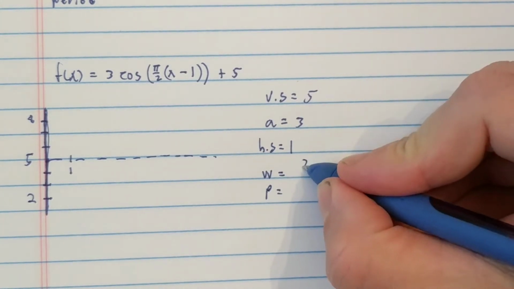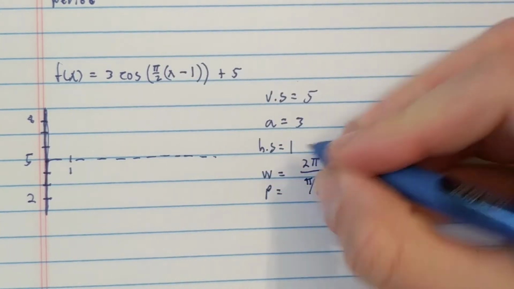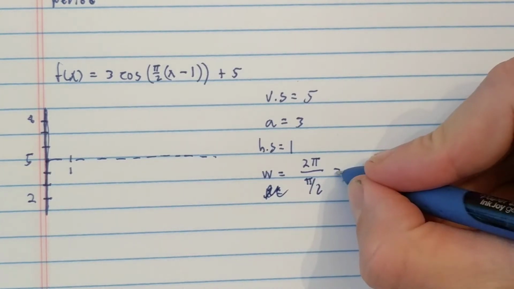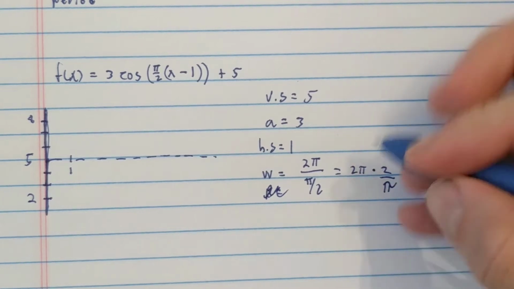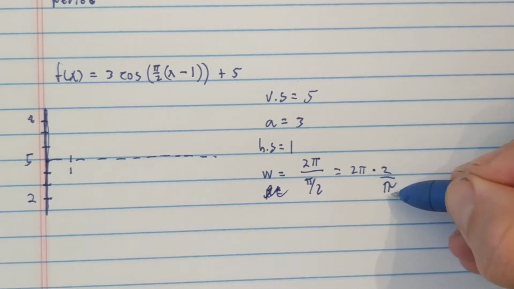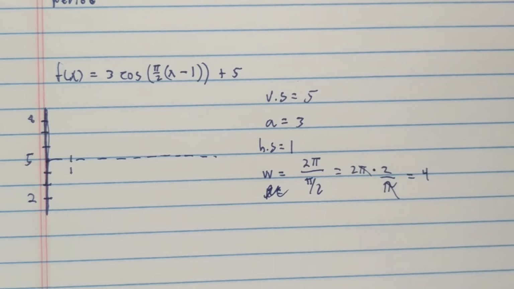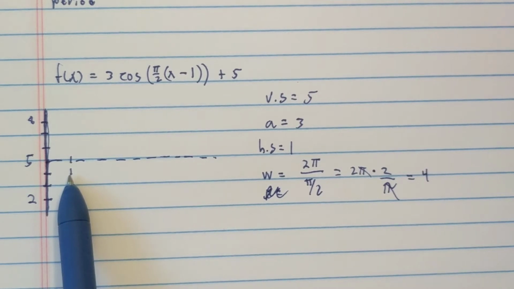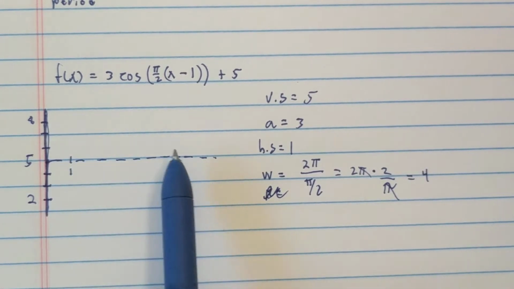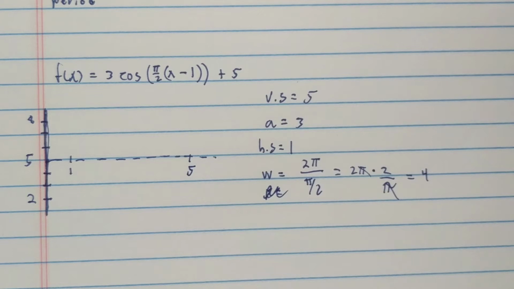But what they are is 2 pi divided by b, which in this case is pi over 2. Meaning 2 pi times 2 over pi, since dividing by a fraction, we would like to multiply by its reciprocal. This makes it easy because the pi's cancel and we have a 4. So now my wavelength is 4, meaning if I start at 1, how long is it going to take me to get to the end of my wave? Well, it's going to take me 4 more units. So if it takes me 4 more units, that means I'm going to get to 5.